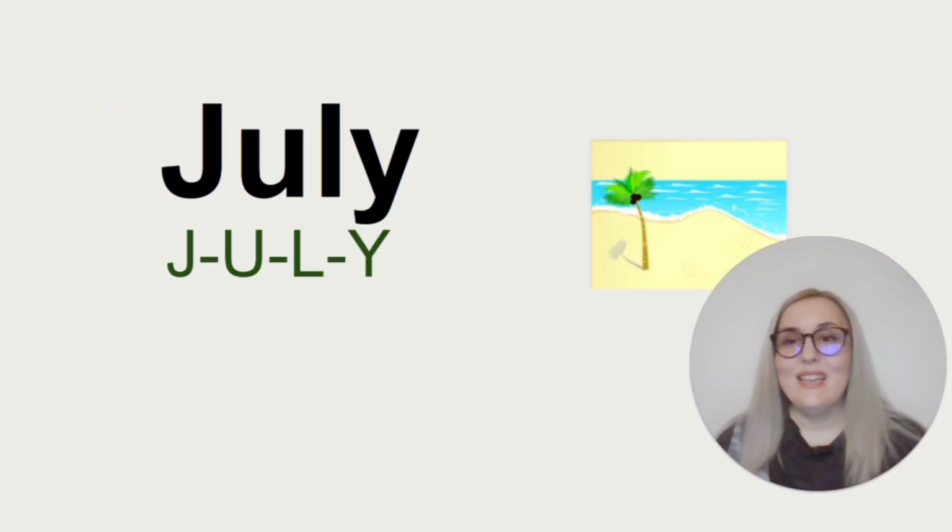This month is July. Repeat. July. Let's spell it. J-U-L-Y. July. Great job. July is a summer month.